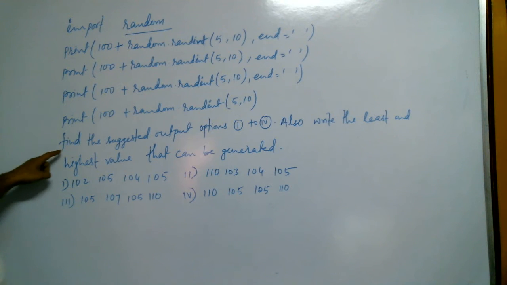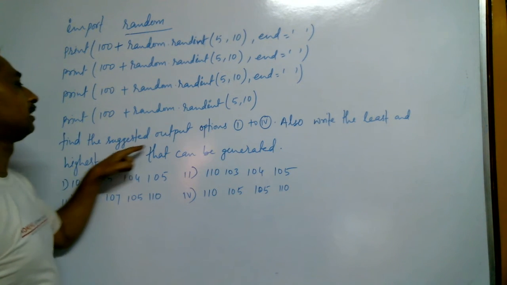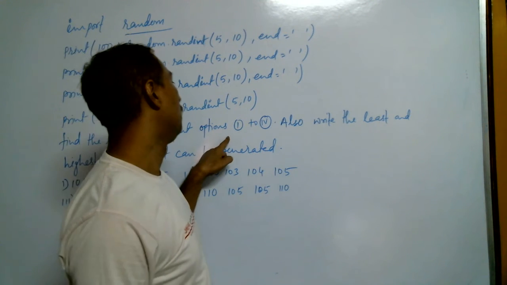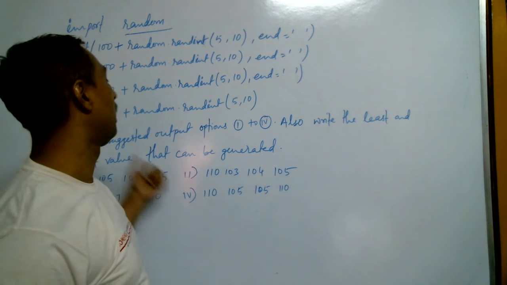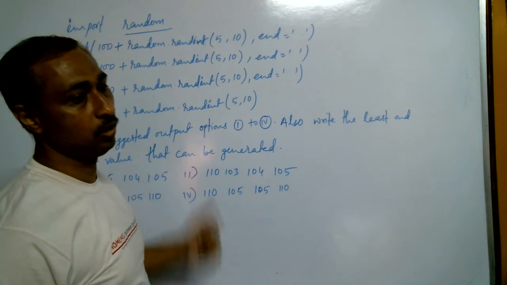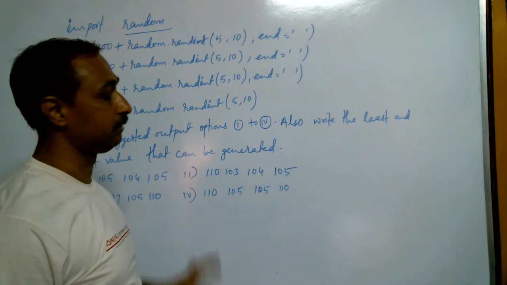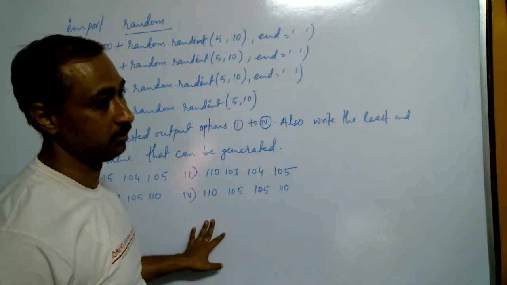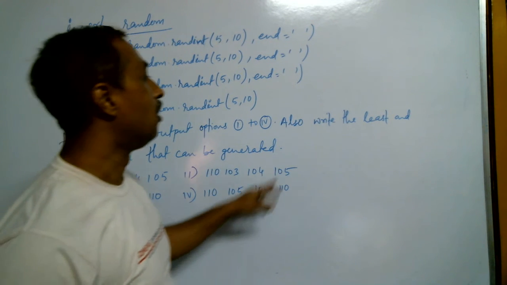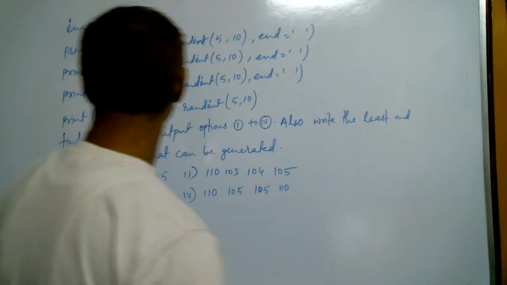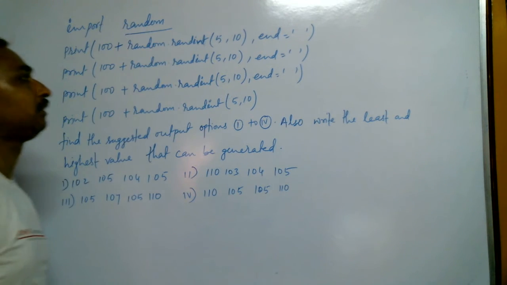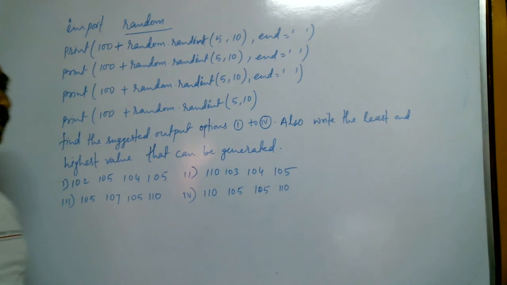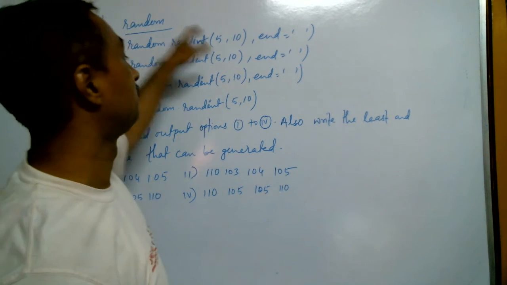So the next line is: find the suggested output options 1 to 4. We got 4 options and we have to suggest which output is possible and which output is not acceptable. Also write the least value and highest value that can be generated. We have to provide the highest value and least value that is produced by this program.